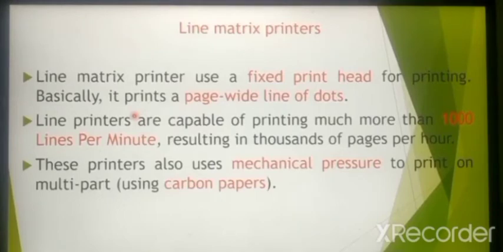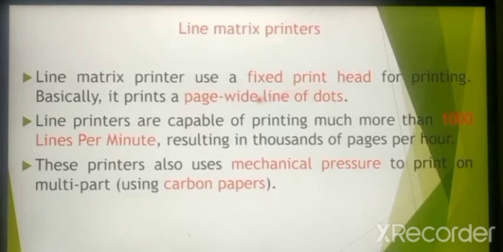A line matrix printer contains a fixed print head. So with the help of the fixed print head, it can print the information in the form of a wide line of dots. So the information looks like a line of dots. So it is called a line matrix printer.